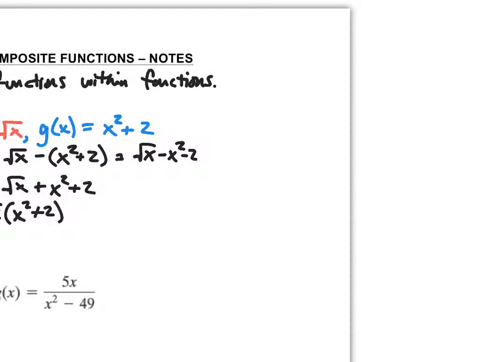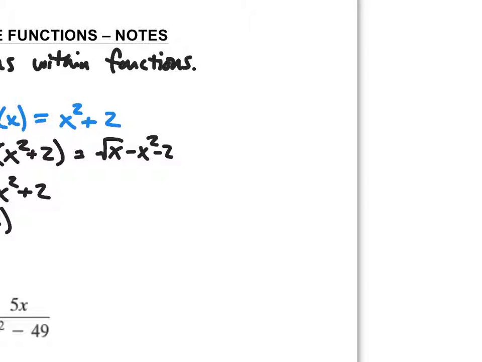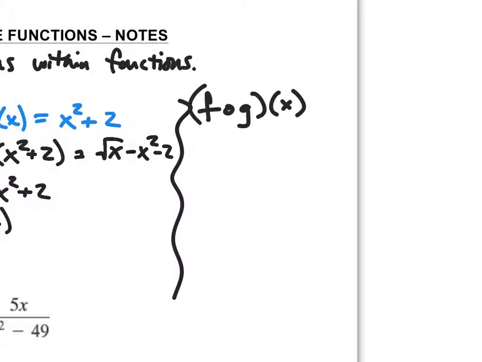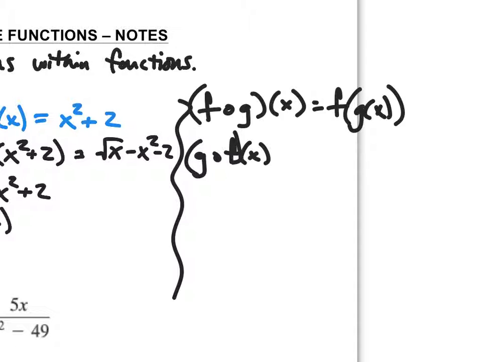The next thing I want to do is functions within functions. So I want to talk about the notation of, say, f of g of x, and g of f of x. If I do f of g of x, then what I'm really doing there is I'm doing f of g of x, meaning I am plugging in my function g into my function f, and then simplifying. Same thing with g of f. So g of f of x means that I'm plugging that function f into g.